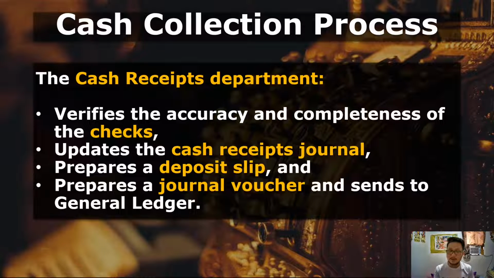And then later on, upon receiving numerous checks and recording all of them into your cash receipts, you will prepare a summary journal voucher and send it to General Ledger so that they can again manage the control accounts.